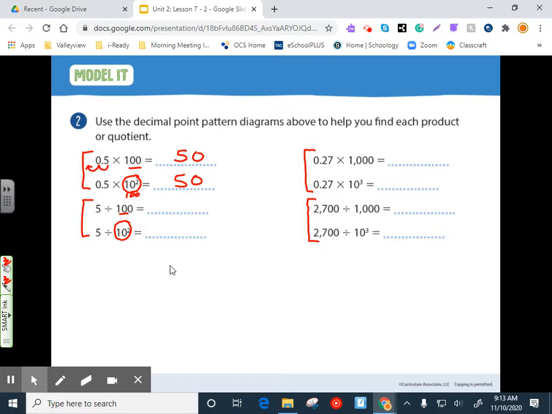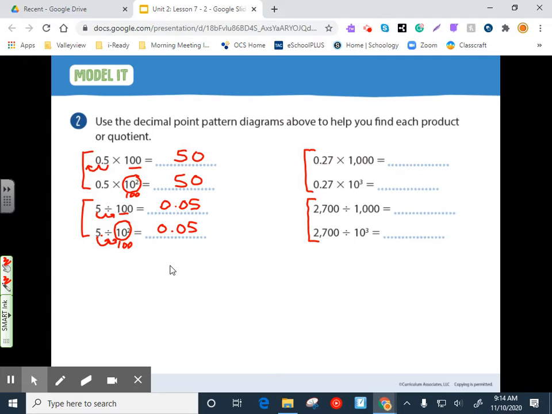Same thing here with 5 divided by 100. We're going to move our 5 two places to the right. So that's going to give us 0.05. And again, since this is equal to 100, we're moving 5 to the ones, to the tenths, and then to the hundredths place.